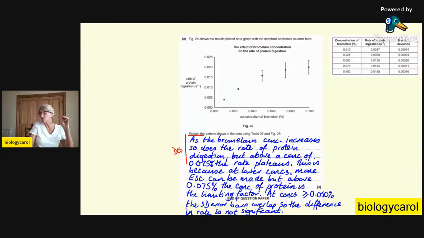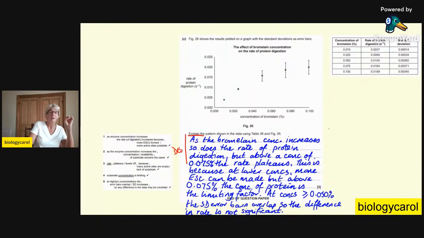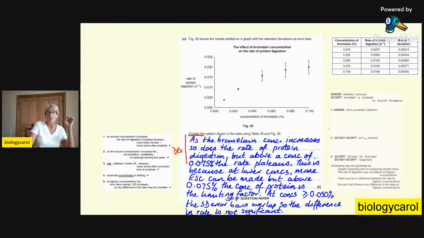And at concentrations greater than or equal to 0.5%, the standard deviation error bars overlap, so the difference in rate is not significant. Here's the mark scheme. I'm going to let you look at this at your leisure later. This will all be up on my YouTube channel immediately afterwards.